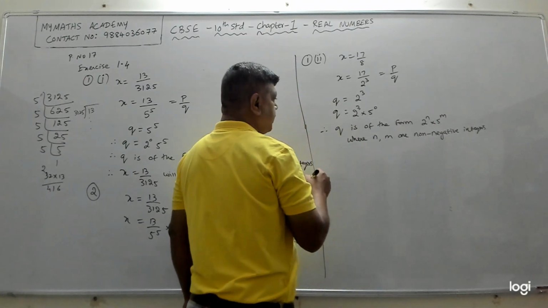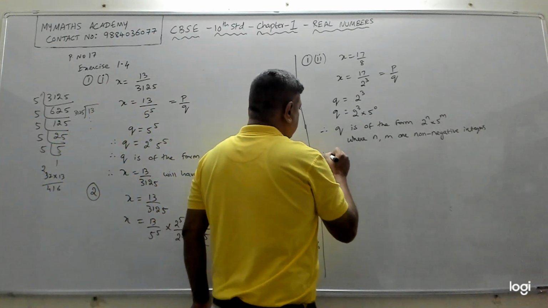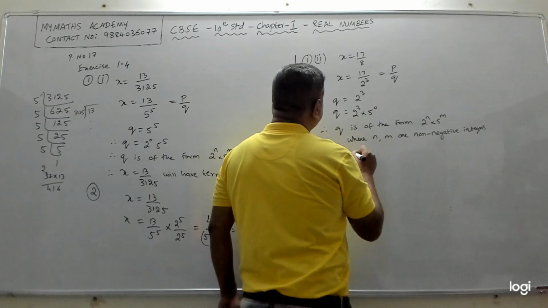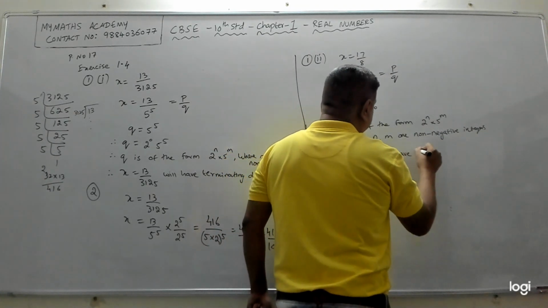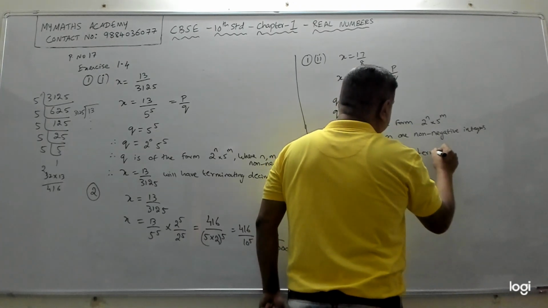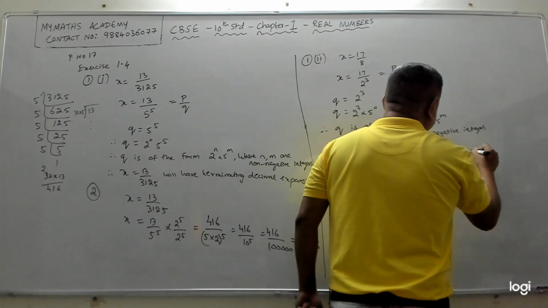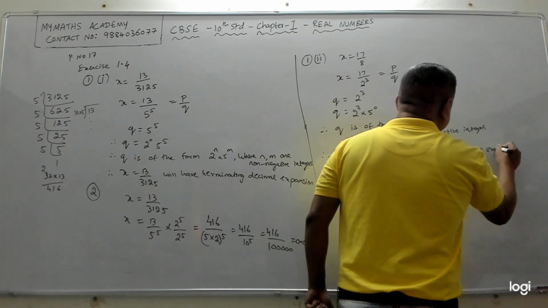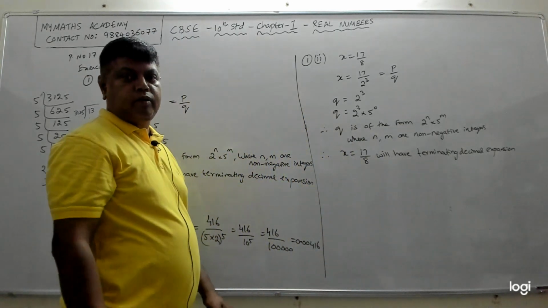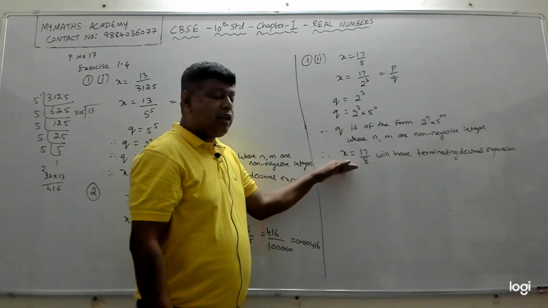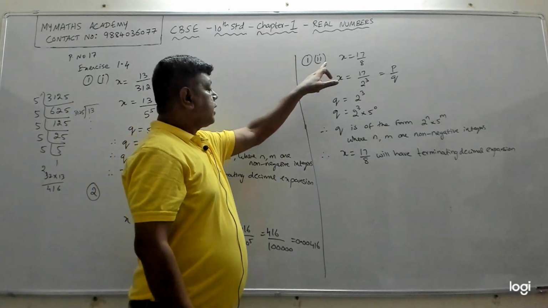So therefore what we can say by theorem 1.6, therefore x is equal to 17 by 8 will have a terminating decimal expansion. So this is where question 1, second part ends here.